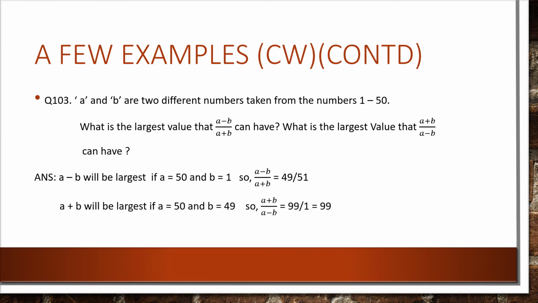Now A minus B can be largest only if A is 50 and B is 1. So putting the values, it's 50 minus 1, 49, upon 50 plus 1, 51. Again in the second part, the numerator will be largest if A is 50 and B is 49. So A plus B is 99 and A minus B is 1. So the value is 99.